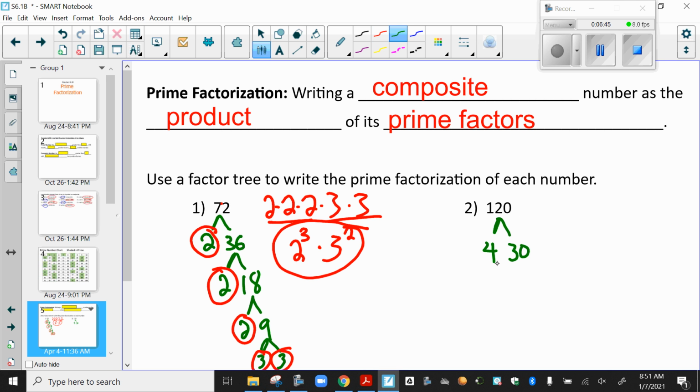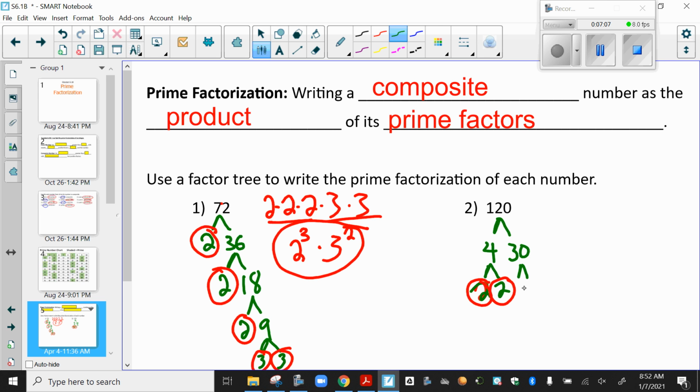So, is 4 prime? No. Is 30 prime? No. So, then I'm going to go back and put a caret under both of them. If they're composite, we put a caret. To make 4, I'm going to do 2 times 2. Let me rewrite that so we can keep our pattern going. 2 times 2. And then we're going to say, hey, 2 is prime. So, I'm going to circle both of those.